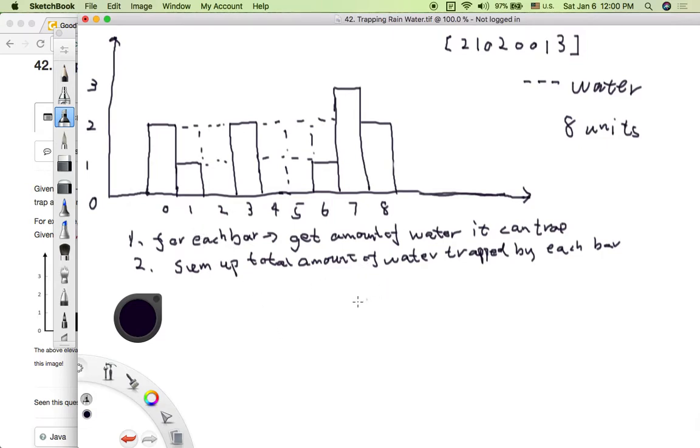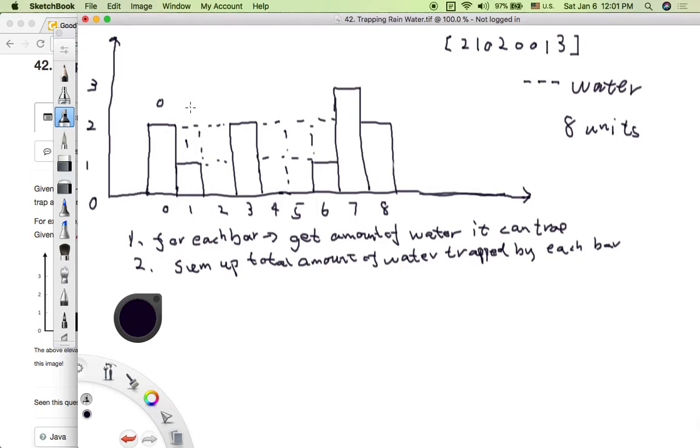Here we can look at each individual bar. For the first one, how much water can it trap? That's 0. Why is it 0? Because on the left side there are no bars anymore. It's the first one, so on the left side there's no bar, and the water falls down from the left side. But the second bar can hold 1 unit of water.